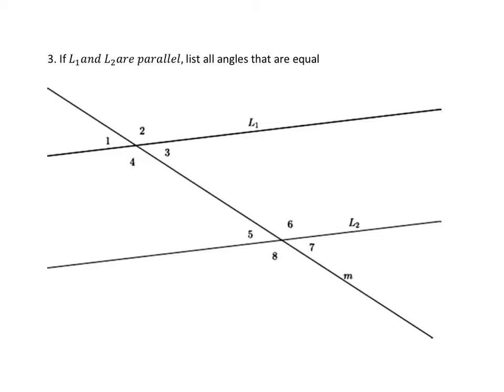Number 3, if L1 or line 1 and line 2 are parallel, list all angles that are equal. Take 1 minute and do that with your partner. Alright, angle 1 is equal to angle 3. I should write that bigger. And then angle 5 and angle 7. Alright, 1 and 3, what's their relationship?